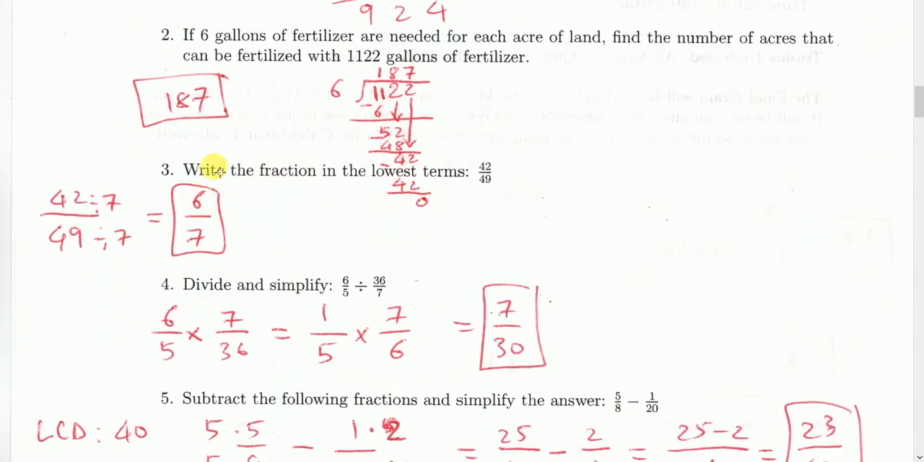Now this third question: write the fraction in the lowest terms, 42 over 49. If you want to write a fraction in the lowest terms, you have to divide both the numerator and the denominator by a common factor. In this case, 7 is a common factor of 42 and 49, because 42 and 49 are both divisible by 7. 42 divided by 7 gives you 6. 49 divided by 7 gives you 7. 6 over 7, and you cannot simplify this fraction any further because there is no other common factor between these two numbers.